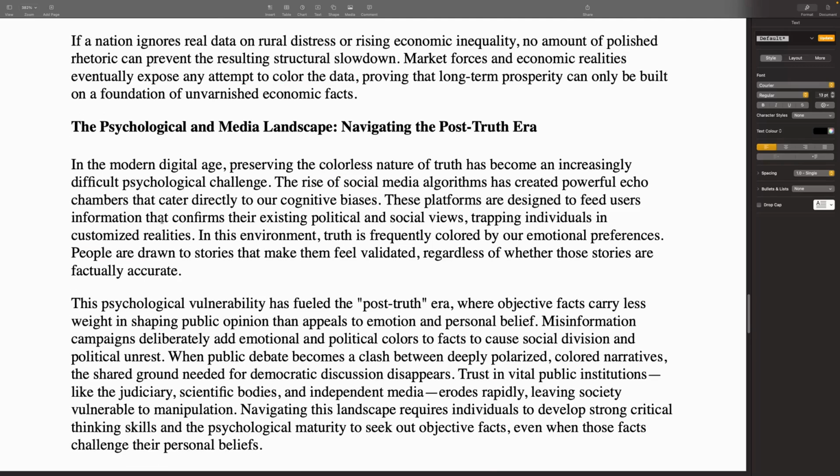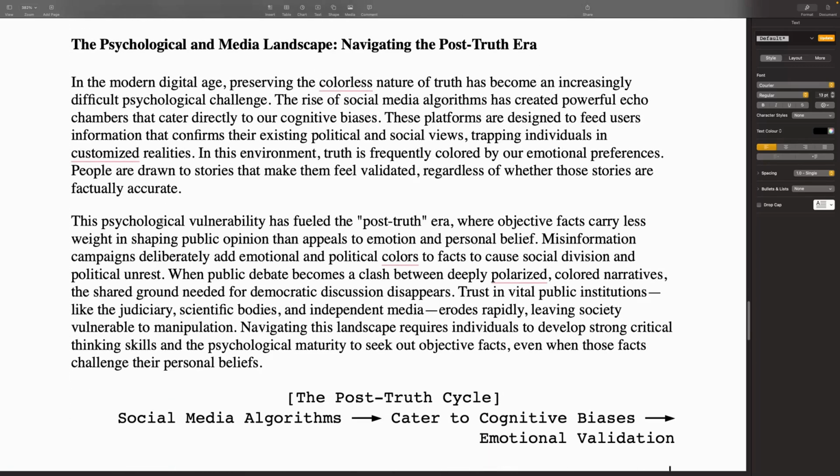In the modern digital age, preserving the colorless nature of the truth has become an increasingly difficult psychological challenge. The rise of social media algorithms has created powerful echo chambers that cater directly to our cognitive biases. These platforms are designed to feed users information that confirms their existing political and social views, trapping individuals in customized realities.